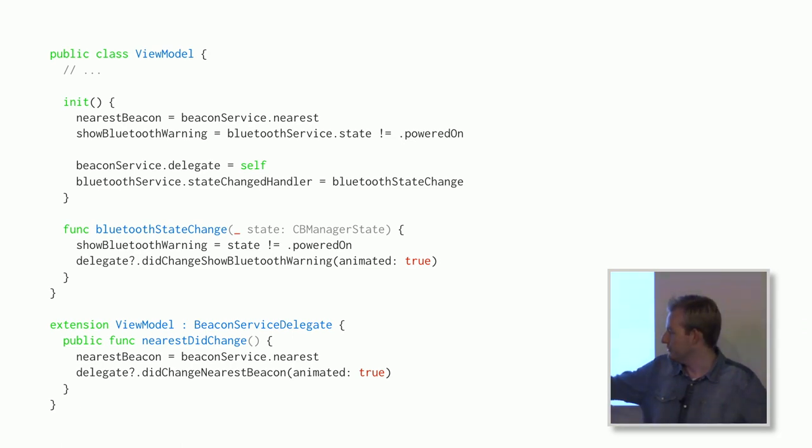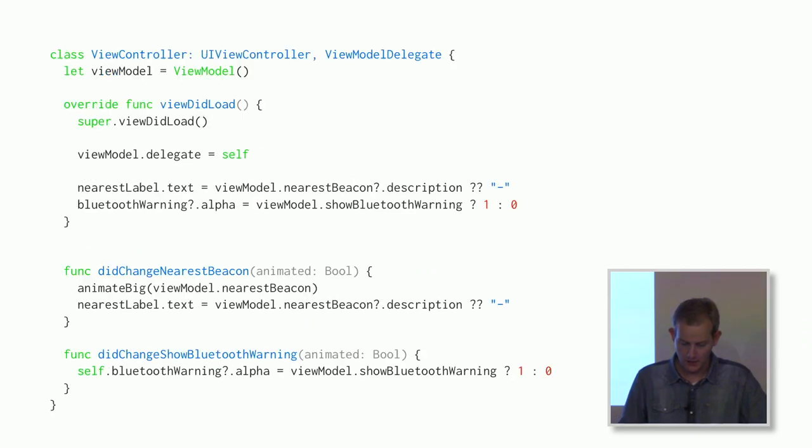And the implementation for the beacon service delegate, when the nearest beacon changes, updates its local nearest beacon property, and then again tells the delegate, if there is one, that the beacon changed. And then the view controller can implement that delegate and implement the view model. It now, instead of the two services it had before, has the reference to the view model. In viewDidLoad, it sets itself as the delegate to the view model. And then also sets up the initial state.